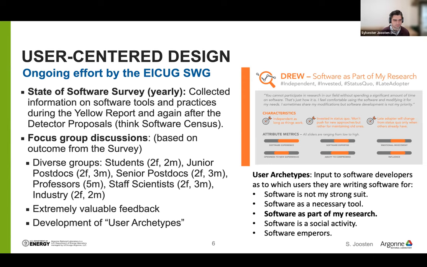The feedback we got out of that was extremely valuable, and that provided inputs to the development, which is still somewhat ongoing, of a set of user archetypes that we can use as inputs to the software development process. You can see here a nice picture of one of the archetypes, which is the software is a part of my research archetype. So it's the kind of person that sees software really as part of their research, as opposed to someone that sees software as just a necessary tool, or that rather would not like to see software.